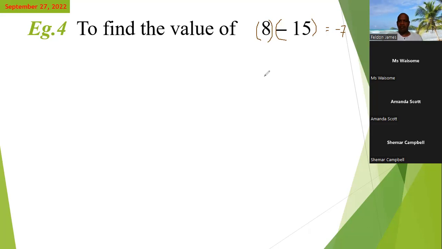So we have the +8 and the -15. We take the 8 from the -15 and are left with -7. So we always keep the sign of the bigger number. Right. So those are the rules that we'll be pointing out.